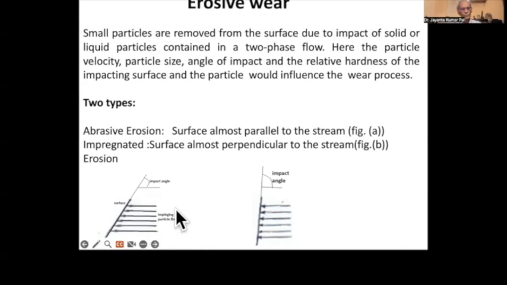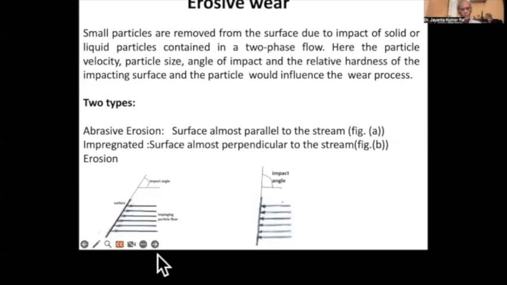One is abrasive erosion. Abrasive erosion usually takes place when the surface is almost parallel. We'll see that later on. So the particle goes and hits the surface almost parallel and takes some chunk out. And impregnated surface erosion, here the particle goes and hits the surface and impregnates and takes some material out of it. So these are the very broad classification of abrasive and impregnated erosion.